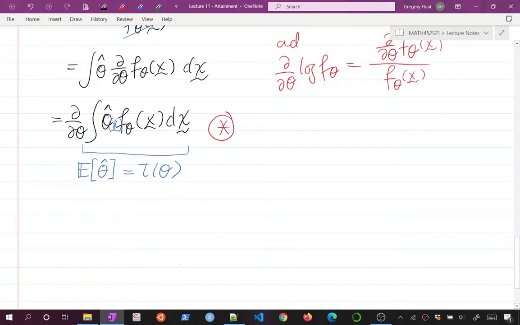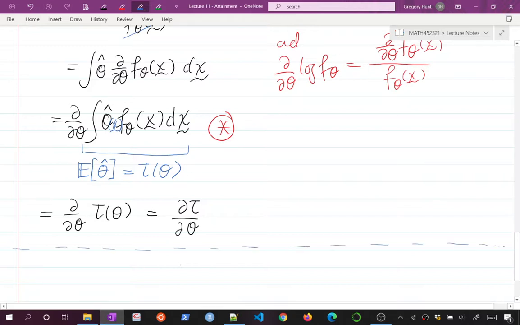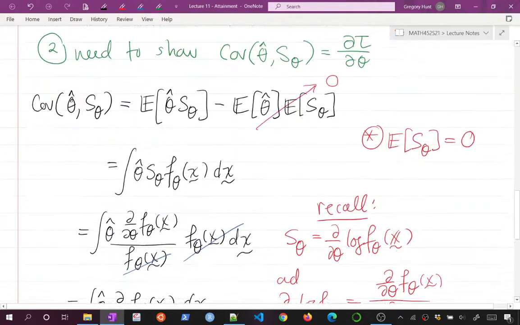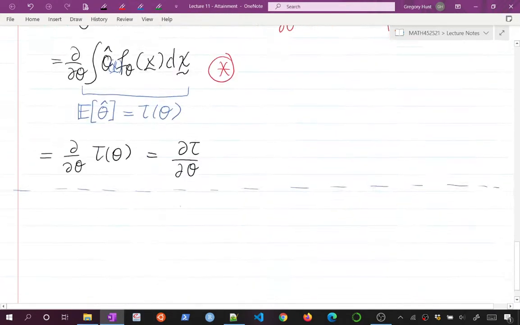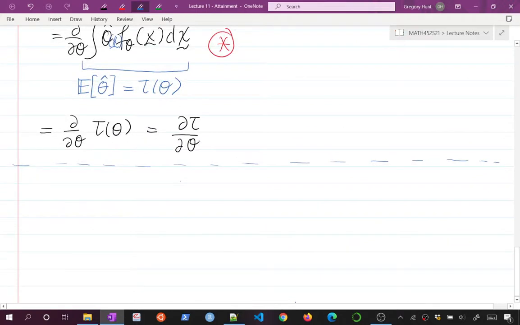And so what we get here is that this is d theta of tau of theta, which of course you could write as d tau d theta, for example. So this basically completes the proof. Let's bring all the parts together here. Because what this showed is the last piece we needed, which is that the covariance between theta hat and the score is d tau d theta.